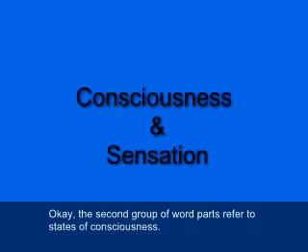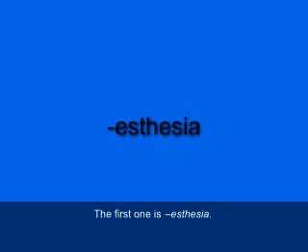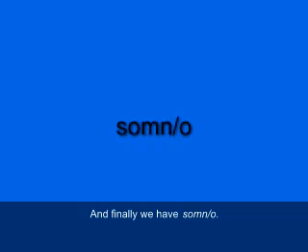Okay, the second group of word parts refer to states of consciousness, and the first one is esthesia, E-S-T-H-E-S-I-A. Esthesia refers to sensation. The next one is narco, N-A-R-C-O. Narco refers to a stupor. And finally, we have somno, S-O-M-N-O. Somno refers to sleep.